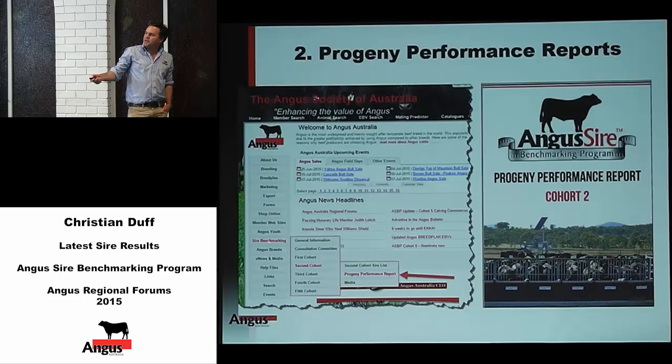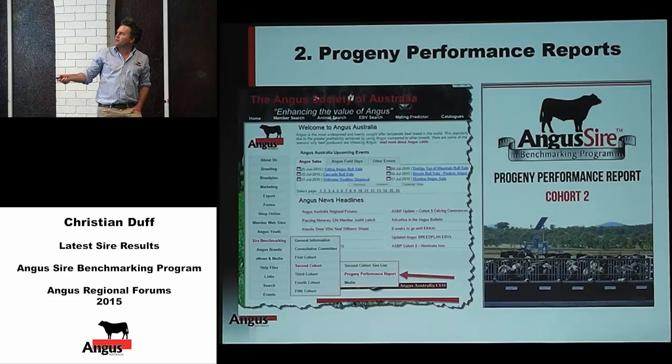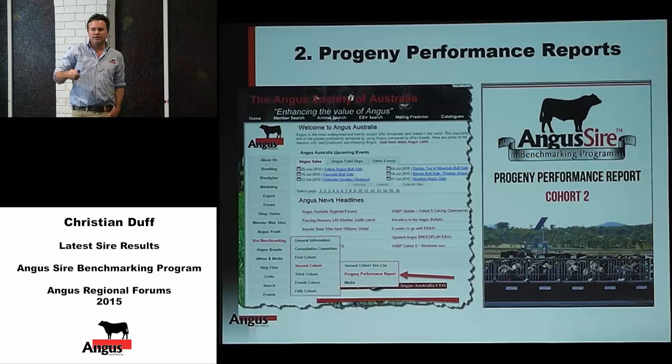And to find it, you basically go to the Sire Benchmarking menu item, and you can see the cohorts, first, second, third, fourth, fifth. In this case, I'm at the second, and we've got the Progeny Performance Report. So if you click on that link, it'll basically now bring up this report for you to look at. Okay, and I'll talk more about what's in this report in a second, which is additional to our BREEDPLAN EBVs.